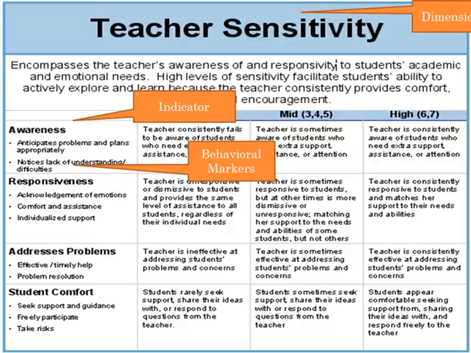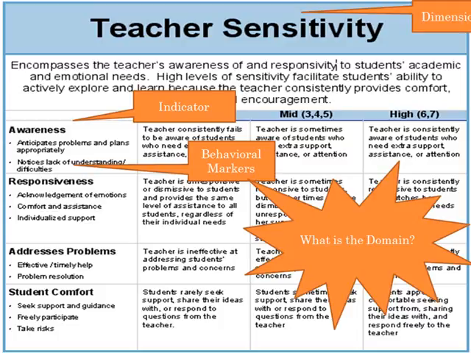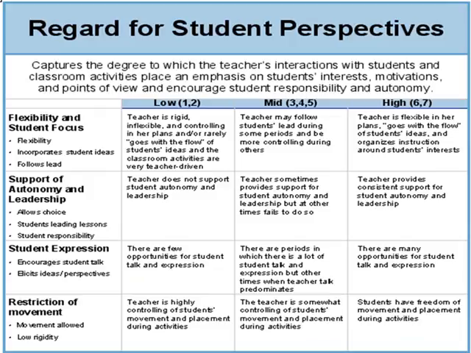Okay? So then remember, each of these are rated. So you have your domain, your dimension, and then each indicator is rated based on the behavioral markers that are seen. Okay? Is the picture becoming a little fuzzy at least? It'll become a little bit clearer. So what's the domain? Emotional support. Good. Okay. Dimension. Regard for student perspectives is a dimension.